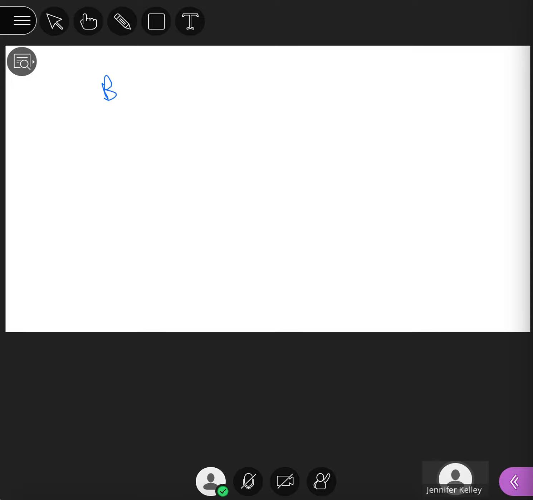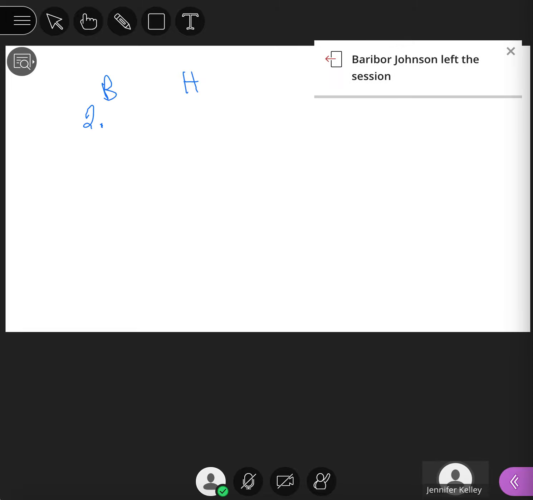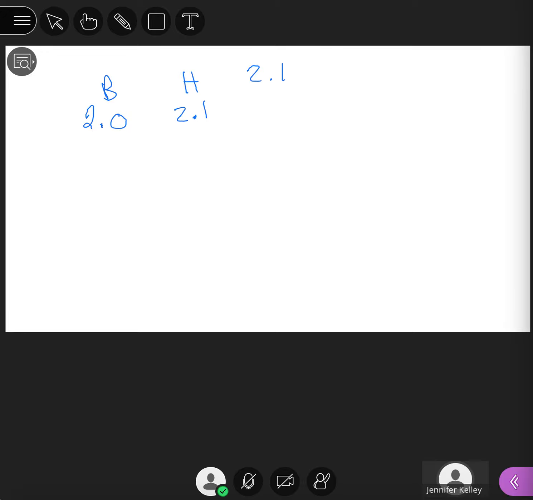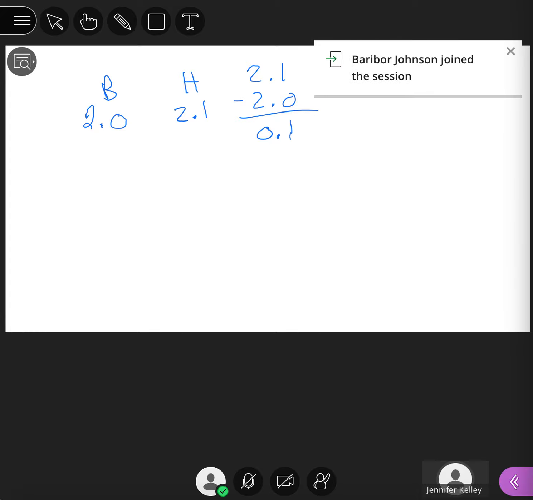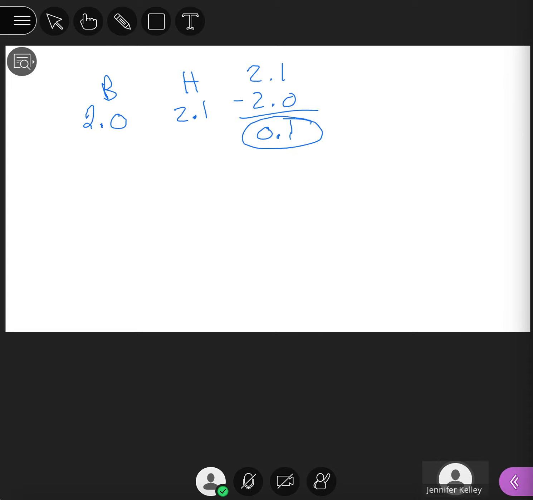All right, so we got boron and we got hydrogen. Looking down the periodic table, I see that boron is 2.0 and hydrogen is 2.1. So take the big number, subtract the little number, and I get 0.1. So that's not a very big electronegativity difference. It's not ionic because to be ionic, this number would have to be 2 or more.